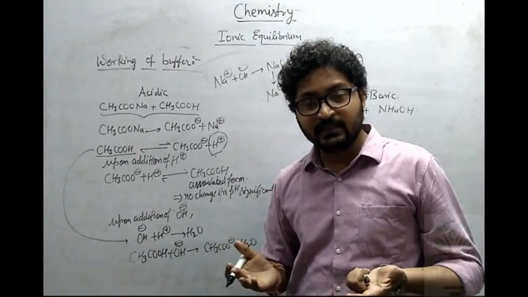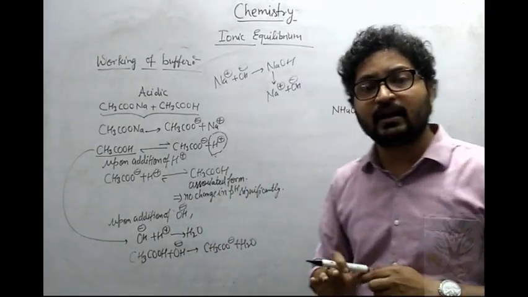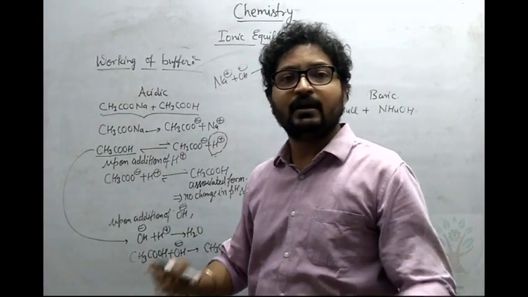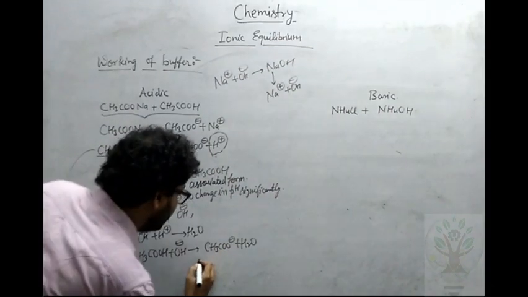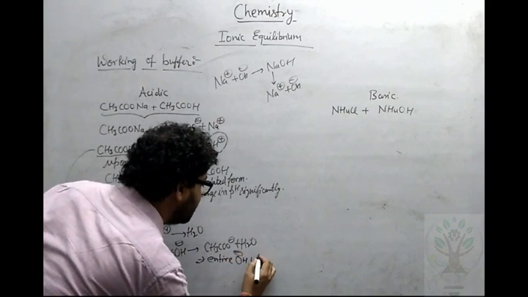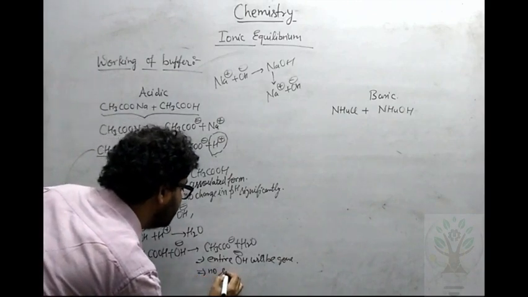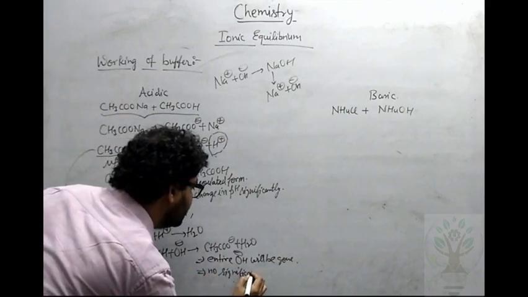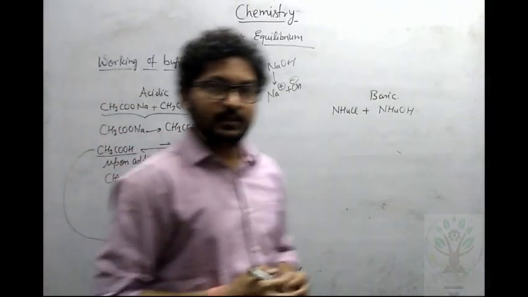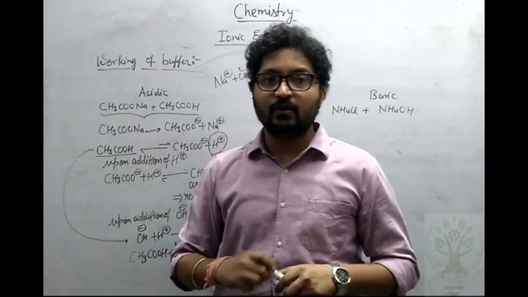So will a pH change take place? Will a significant change in pH occur? No. A very small change in pH will occur, because mostly the OH minus is now consumed. It is not available in the solution. So that's what I'm writing here: the entire OH minus will be gone or consumed, so no significant change in pH. Are you getting this? Okay, so this is the working of an acidic buffer. Now let's look at the working of a basic buffer.